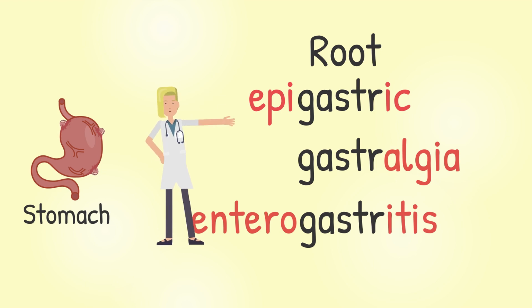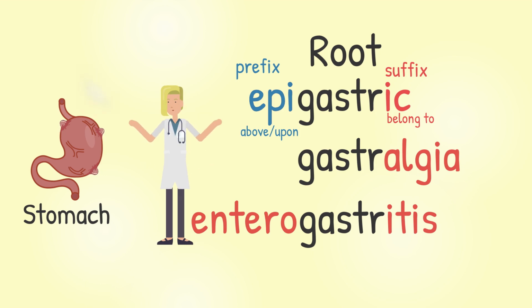In the word epigastric, epi, which means above or upon, is a prefix. And ic, which means belonging to, is a suffix. Then epigastric means the area above the stomach. And gastralgia means pain in the stomach, or stomachache.